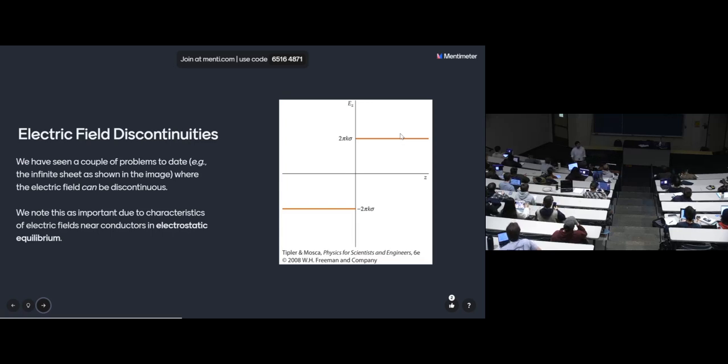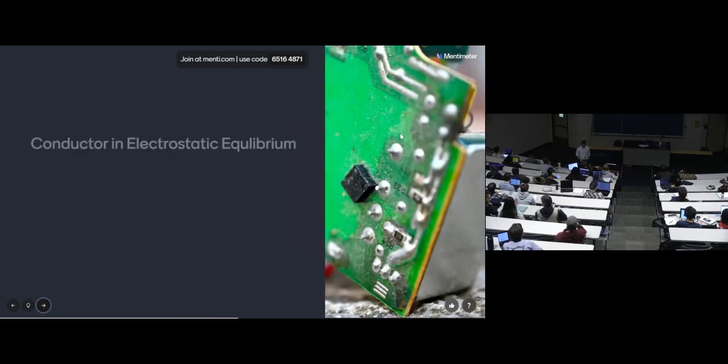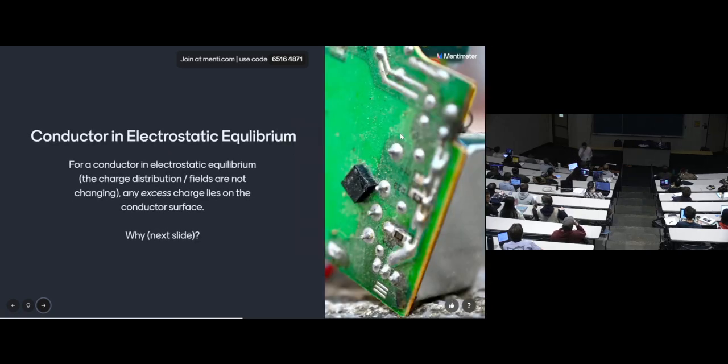It's cool though, right? Because otherwise conductors wouldn't really be conductors, and we'll see why here in a second. For a conductor in electrostatic equilibrium, the charge distribution, that is, the fields, are not changing. Any excess charge lies on the conductor's surface.